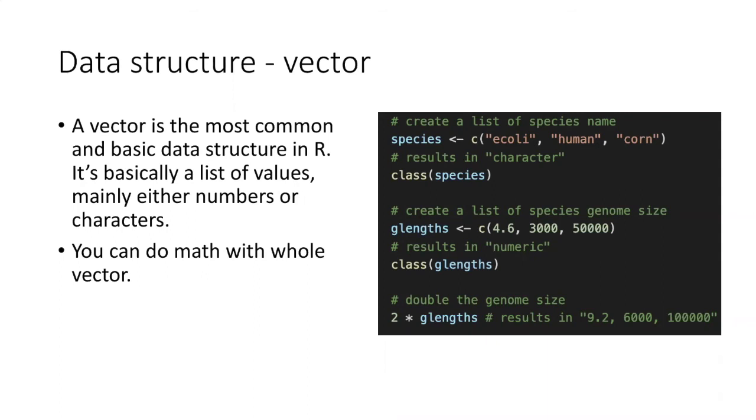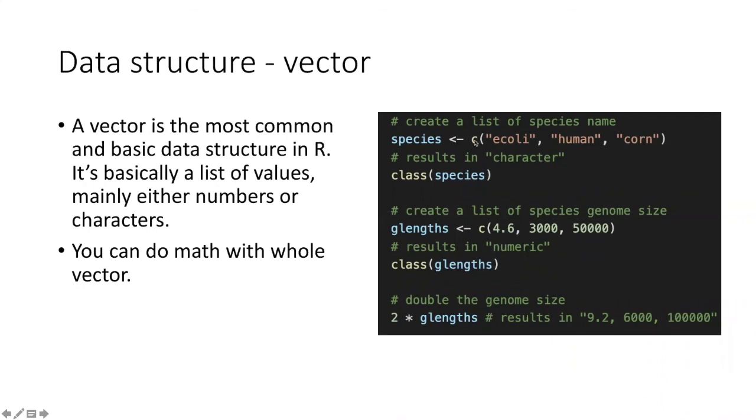You can assign a vector to a variable, just like you would do for a single value in the last slide. Here I show an example of how to create a vector for a specific task. Say you want to create a list of species names.